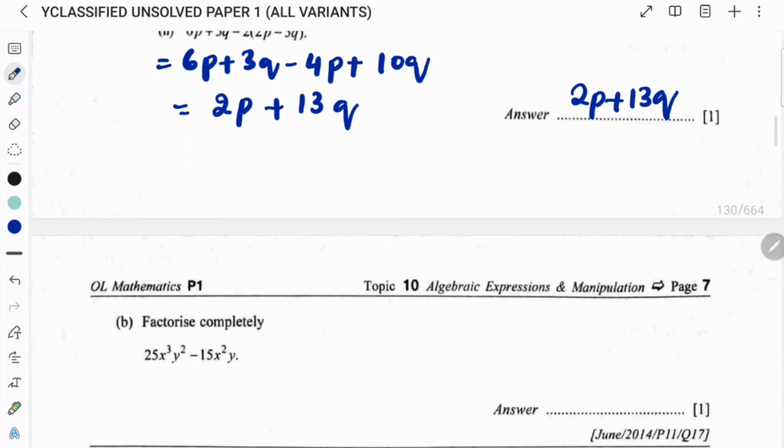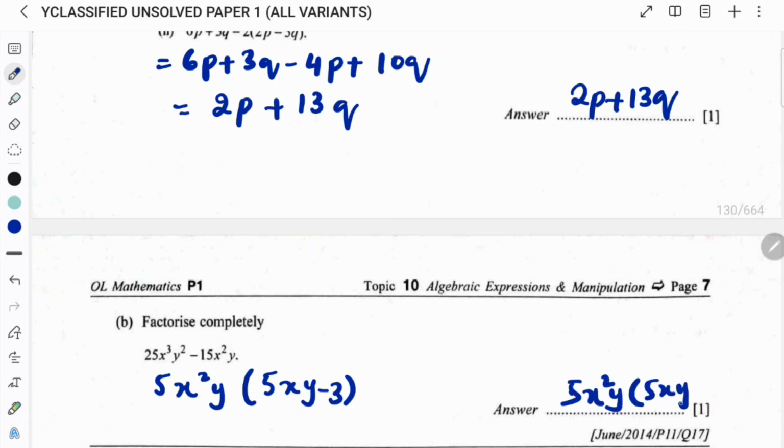Let's complete one more, part B of this one. So this is 25x cubed y squared minus 15x squared y. Factorize. So obviously 25 and 15, 5 is common. x cubed and x squared, x squared is common, and y squared and y, so y is common. So the remaining will be 5xy minus 3, because 5 times 3 is 15. Okay, 5xy minus 3. When you expand it, you must get the same question.